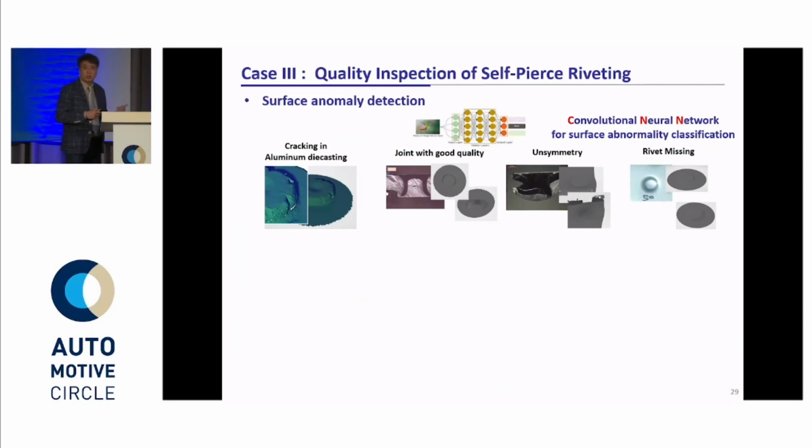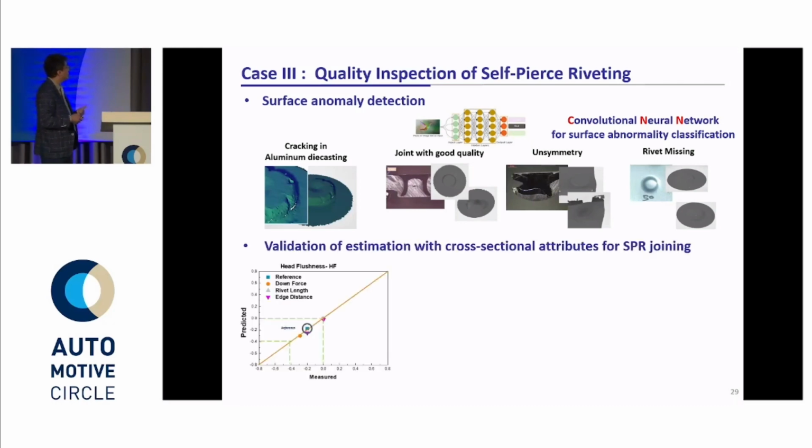These are the developments we have for the surface defects. The die casting crack can actually be detected. It has been labeled and trained, so we can classify those cracks. And lastly, validation of estimation of the cross-section attributes.